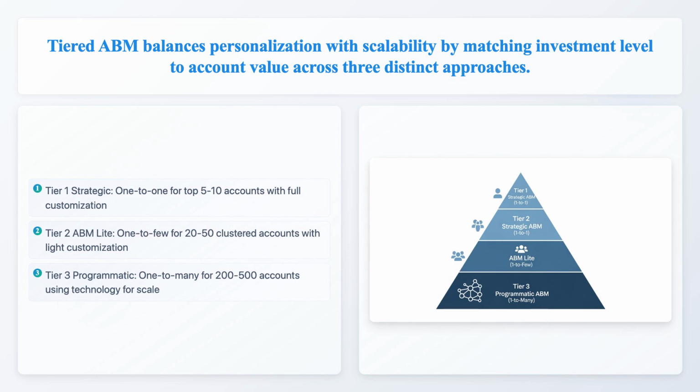Tier 3 is programmatic ABM, one-to-many marketing for 200-500 accounts using technology for personalization at scale. Dynamic website content, personalized email sequences, and targeted advertising campaigns that adapt based on company attributes and engagement behavior. This tiered approach ensures your highest value prospects receive maximum attention while maintaining efficient coverage of your broader target market. The key is matching your investment level to the account's potential value and likelihood to close.